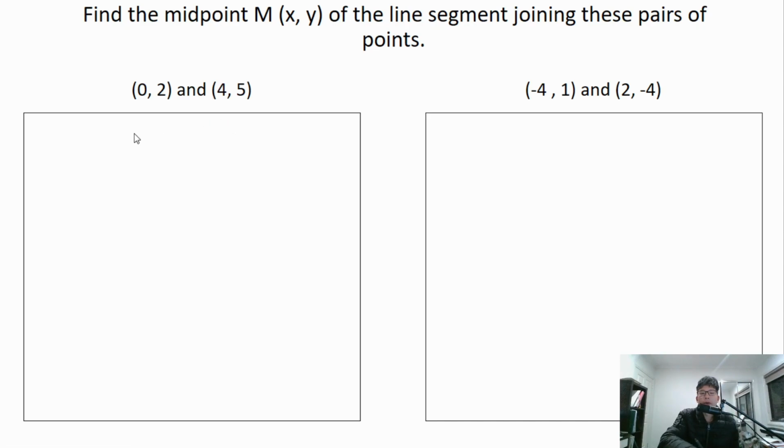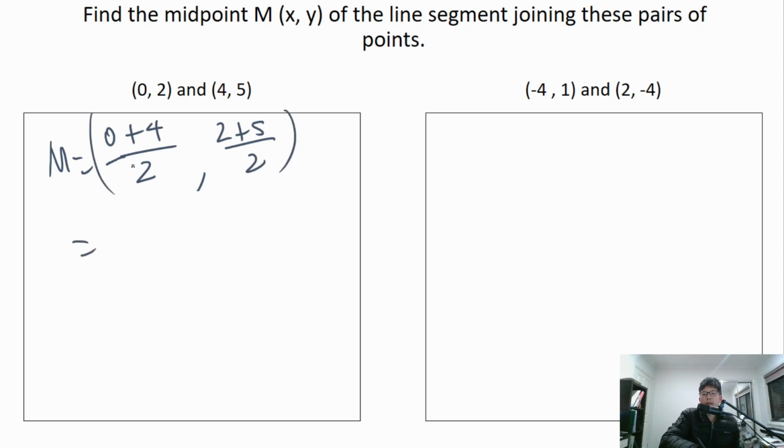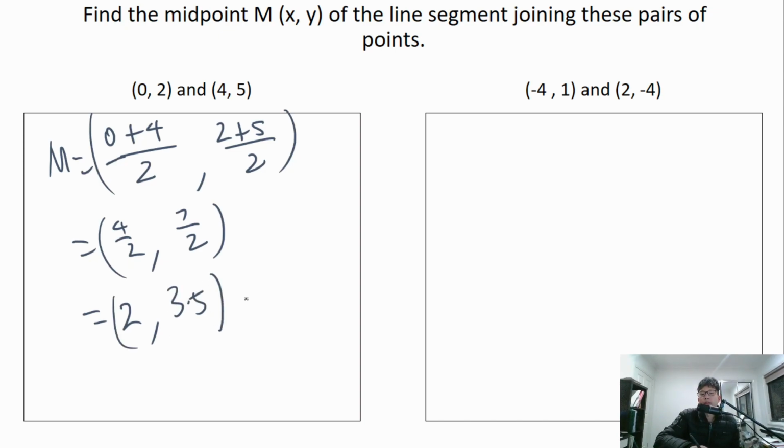Alright, so let's have a go at the one on the left. M equals x1, which is 0, plus x2, which is 4, over 2, comma, 2 plus 5 over 2, so y1 and y2. Put brackets around them, equals 4 over 2 and 7 over 2. Simplify that, that equals 2. And this one you can leave as an improper fraction, or you can convert it into a decimal, which gives us 3.5. Give yourself a tick if you got that one correct. You could have got 2 and 7 over 2 as well.